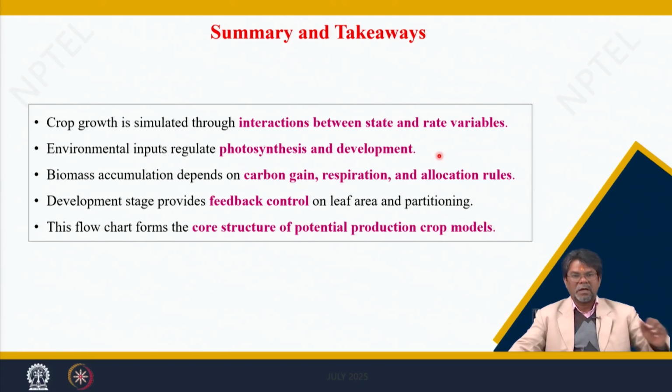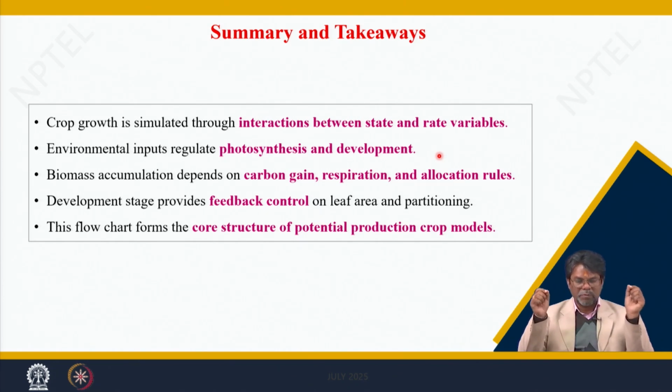So here we can say crop growth is simulated through interactions between the state and the rate variables. As you have seen, environmental inputs regulate photosynthesis and development. Biomass accumulation depends upon the carbon gain, respiration, and the allocation of rules to different components. Development stage provides feedback control on leaf area and partitioning. This flow chart forms the core structure of the potential production model.